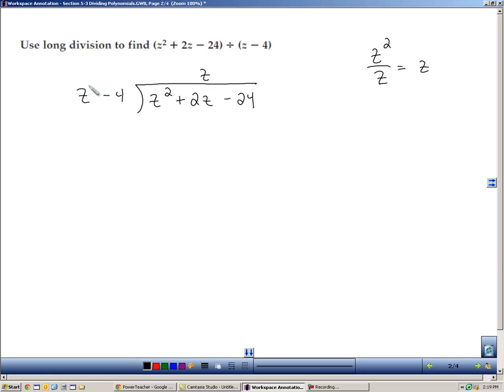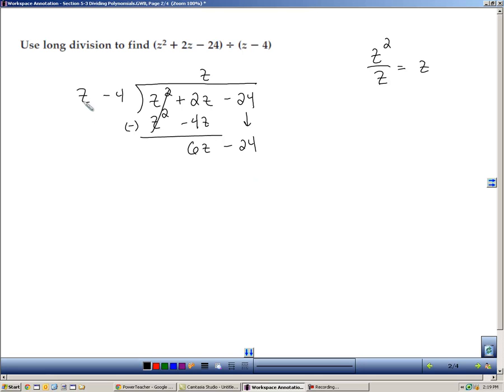Now we'll take the z and we will distribute it. Z times z is z squared. Z times negative 4 is negative 4z. Always subtract in long division so that you cancel those out. 2z minus negative 2z, that's really a plus, so I get a 6z. Now I'll bring down the 24.